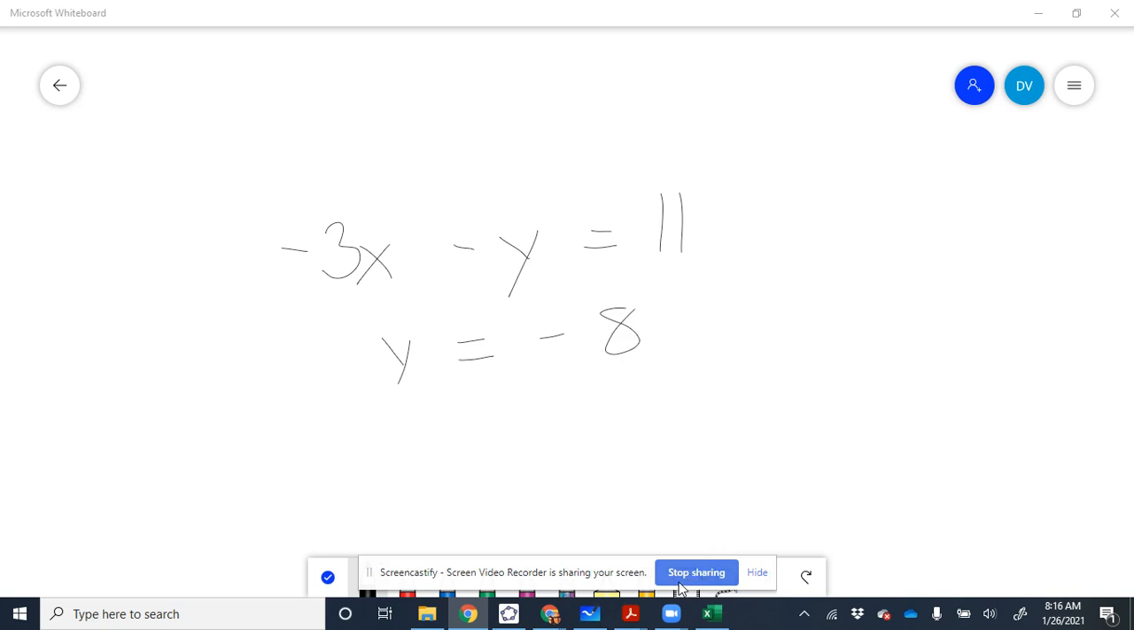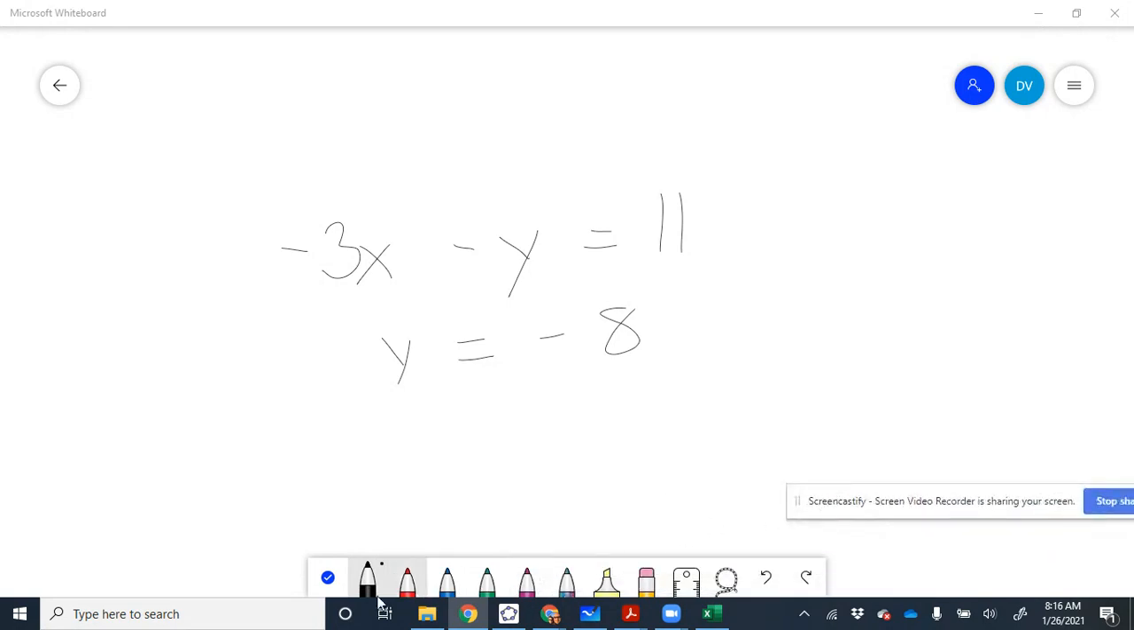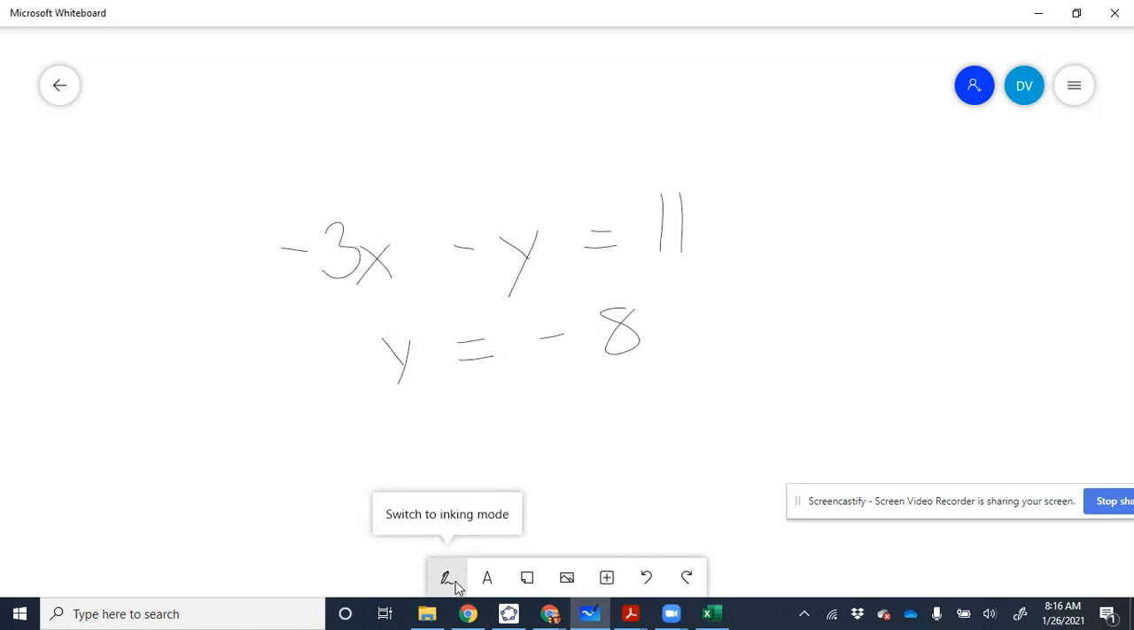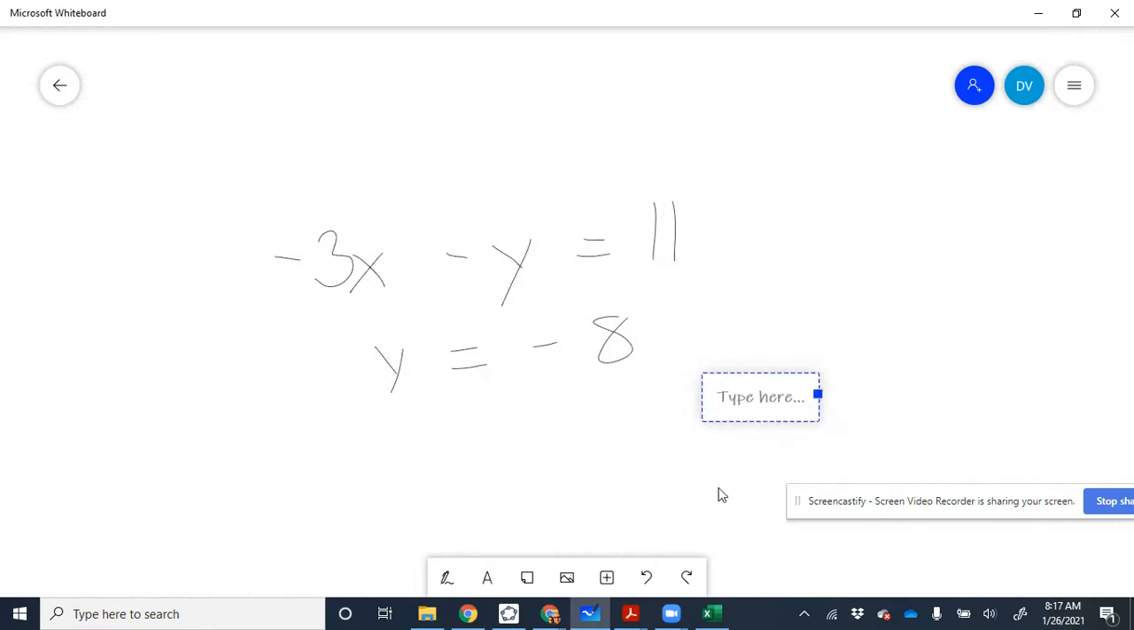In this type of problem, the directions will say that we're going to solve this using substitution. Let me write that down here. When they ask us to solve using substitution, what that means is that we're going to replace something.